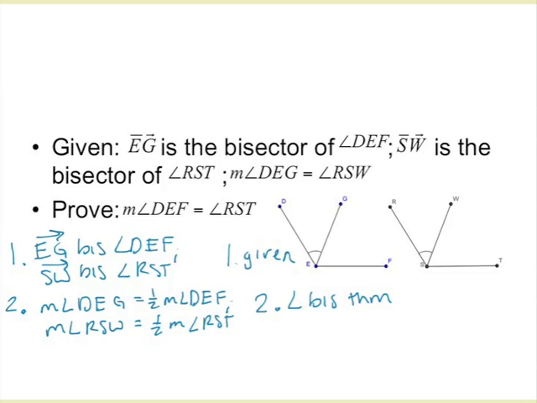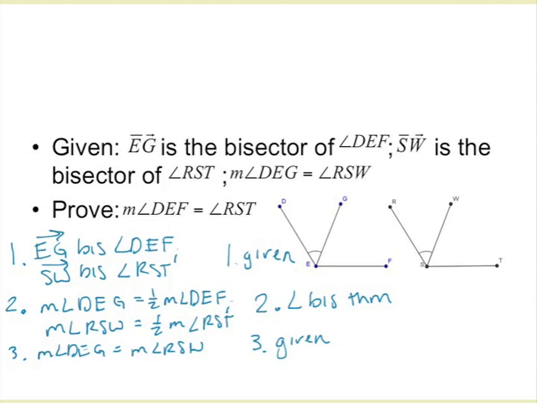Now I feel like I'm kind of stuck here, so I'm going to bring in that other given and say that the measure of angle DEG is equal to the measure of angle RSW. So again, it wouldn't have been wrong to put that all in step 1. That would have been a fine thing to do. It would have made our proof actually one step shorter, but sometimes it helps me to just think about one thing at a time.